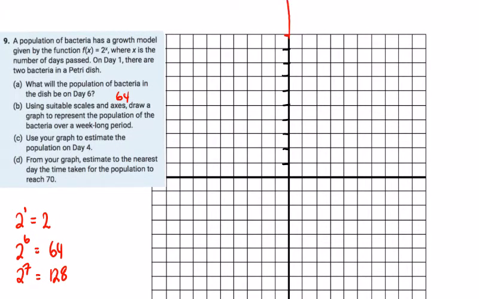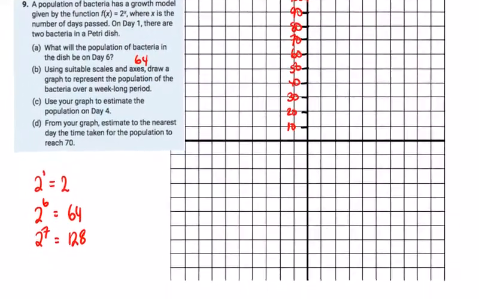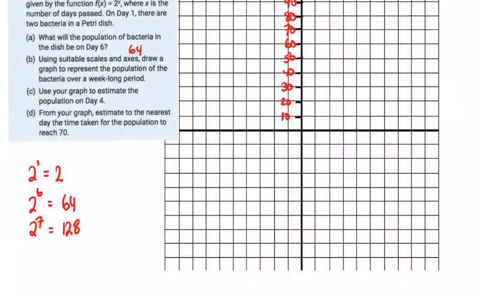If your graph's not big enough, just make it bigger. So we're going to have 10, 20, 30, 40, 50, 60, 70, 80, 90, 100, 110, 120, 130. Okay, so use your graph to estimate the population on day 4 when we know the answer. Always get the answer: 2 to the power of 4 is 16. We get this one exactly now if we're going to estimate it. So let's look at just growing the graph over a week-long period.